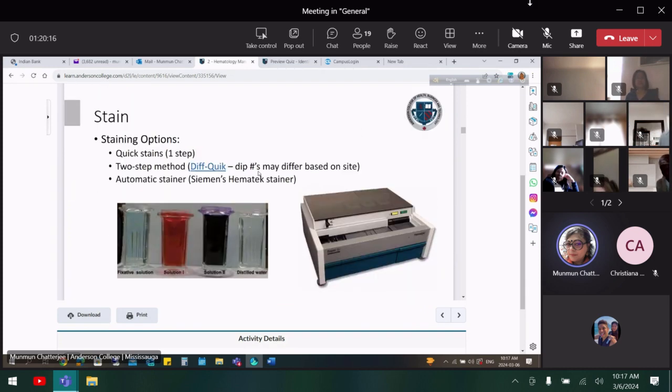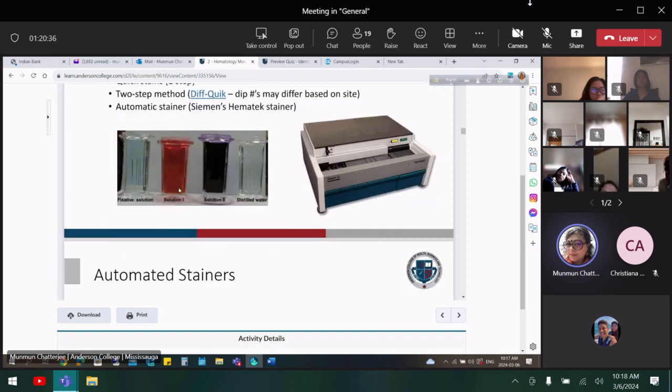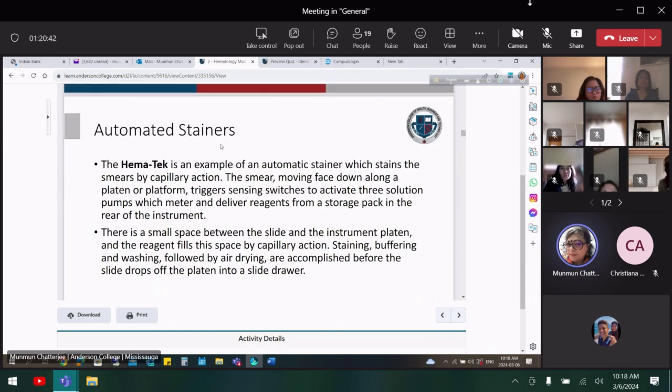Okay, staining procedures. Staining options: quick stain method. We have a two-step method. Dips may differ based on the site. Automatic stainer, what they use, Siemens Hematek stainers. Nowadays they have automatic stainers, but before, in the lab, you are going to do it using staining jars. What are the automated stainers? Hematek is an example of an automatic stainer which stains the smear by capillary action. This Hematek stains the slide by what action? Capillary action. Okay.